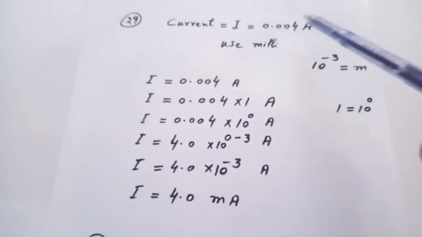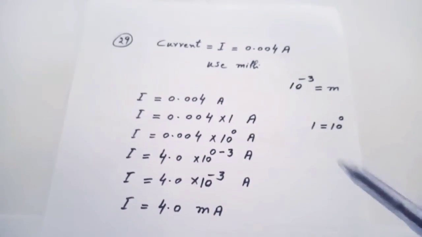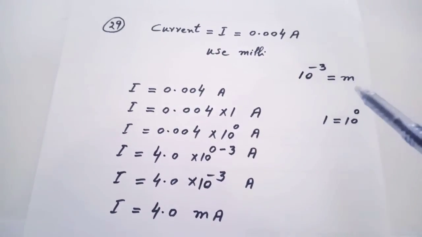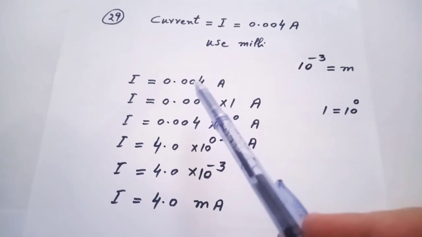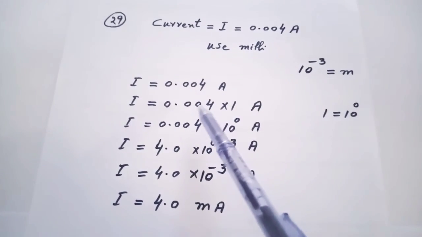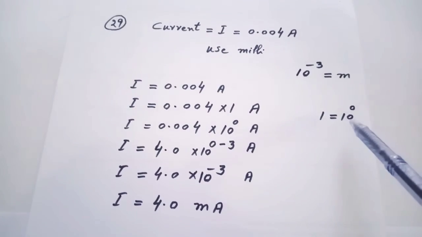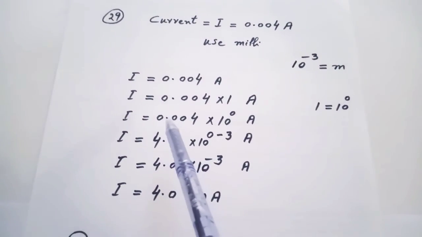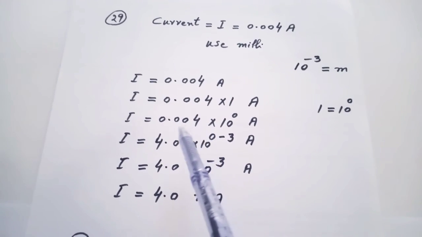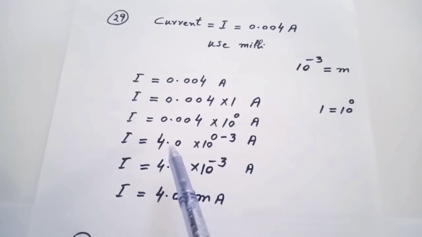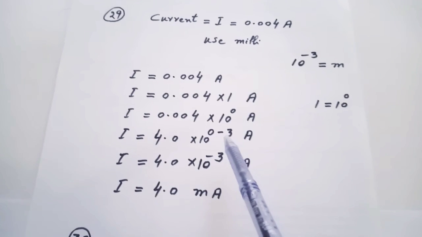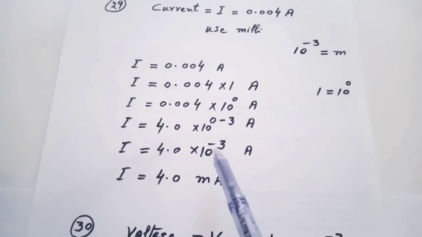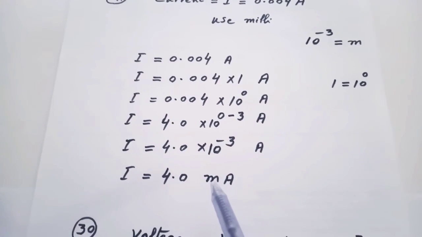This is the next reading, that is current in ampere. We use the prefix milli here. 10 power minus 3 is milli, and here we write this number and multiply with 1, and 1 is equal to 10 power 0. When we shift the point through the 3 digits to this location, then the power will decrease by 3. So power will become 10 power minus 3, and 10 power minus 3 is milli. So milli is the prefix used here.